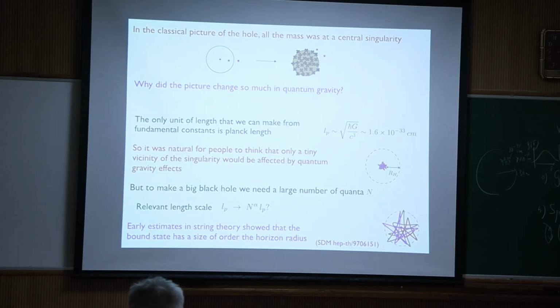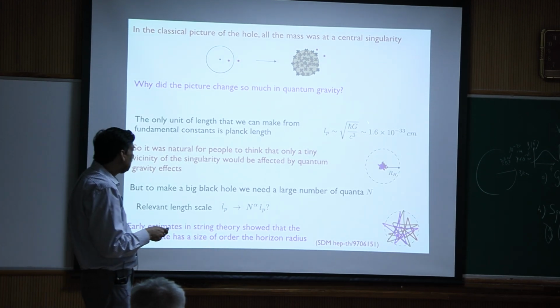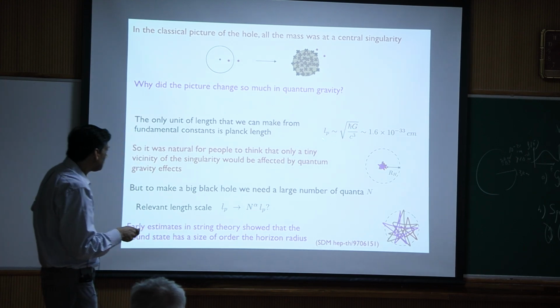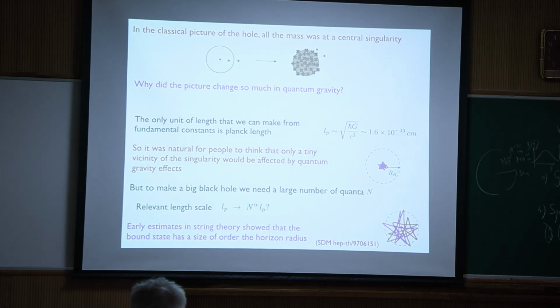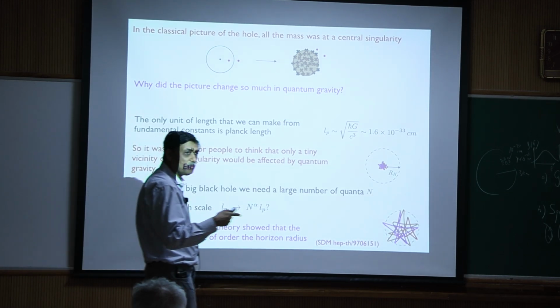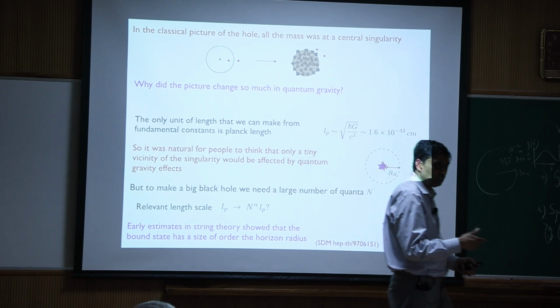But that's not true. To make a big black hole, you need a large number of quanta n. The bigger black hole you need, the more number of branes you need to use or whatever. And so the way to ask what the length scale of quantum gravity is, it doesn't have to be the natural things you make out of the fundamental constants with the units of length. It can be that, but it's also a dimensionless number n in the story. So you really have to ask if the quantum gravity effects are only across Planck length or some power of n times Planck length. And what we have seen from the fuzzball construction is that it's always some power of n times Planck length. And what does that actually amount to?